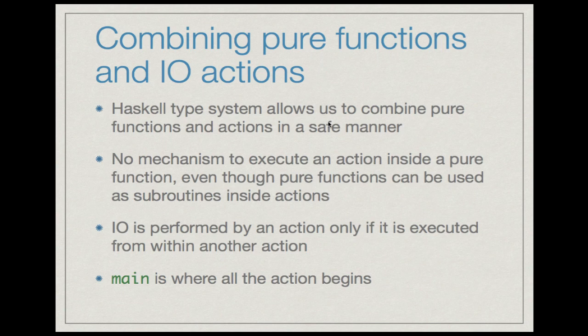One can combine pure functions and actions, but in a limited manner. We can use pure functions as subroutines in IO actions, but not the other way around. The Haskell type system allows us to combine pure functions and actions in a safe manner. No mechanism exists to execute an action inside a pure function, even though pure functions can be used as subroutines inside actions. I/O is performed by an action only if it is executed from within another action, and main is where all the action begins. So main embeds some actions inside it, and each of those actions might be a do block with further actions inside.